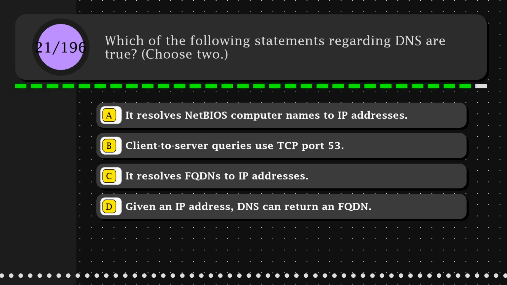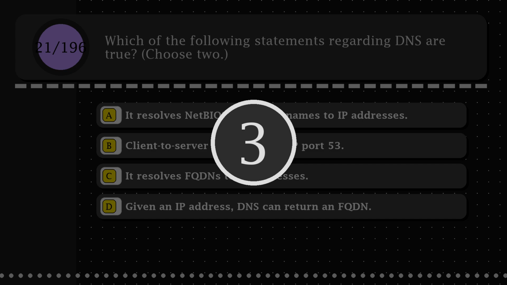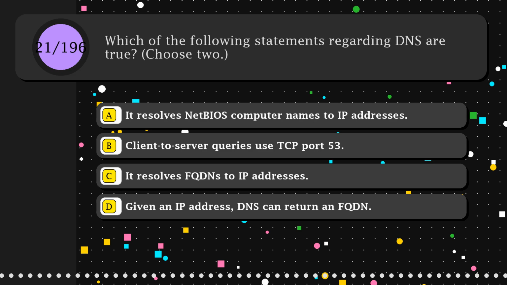Question 21. Which of the following statements regarding DNS are true? Choose 2. Option A. It resolves NetBIOS computer names to IP addresses. Option B. Client-to-server queries use TCP port 53. Option C. It resolves FQDNs to IP addresses. Option D. Given an IP address, DNS can return an FQDN. The correct answer is option C, D.